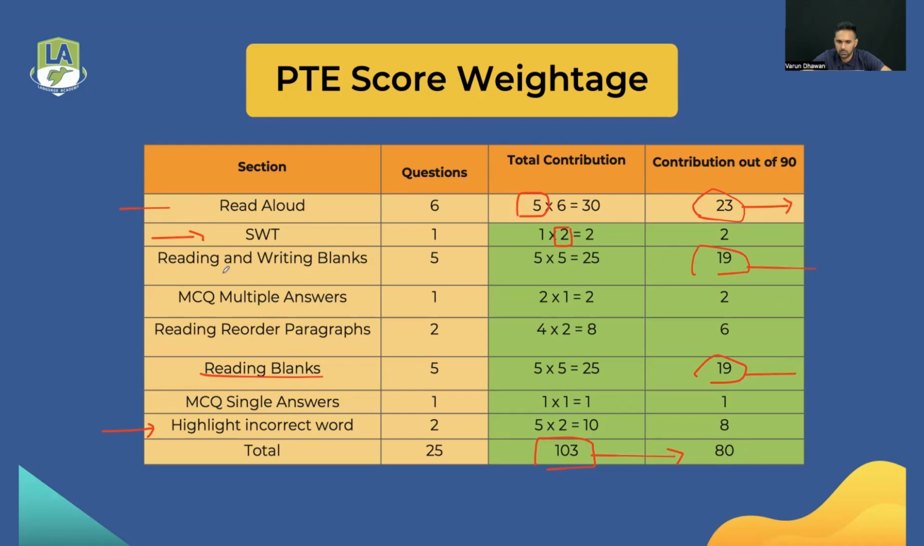Then after that, around 8 points from highlight incorrect words, 6 points from reorder paragraphs. MCQ multiple is not important. Summarize written text, 2 points, and MCQ single is also not important. So for reading, focus more on reading blanks, read aloud, and then reorder paragraphs.